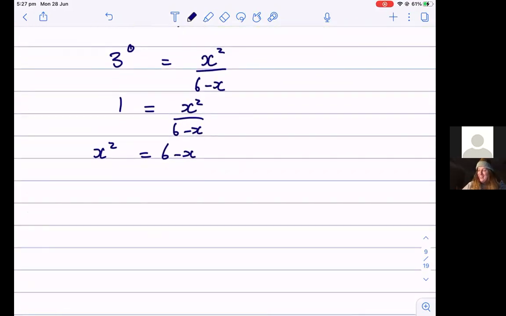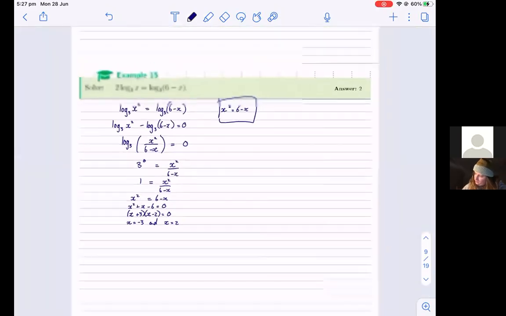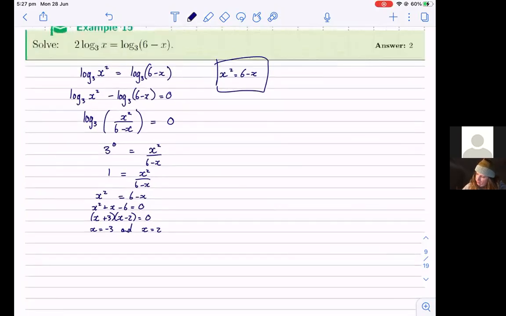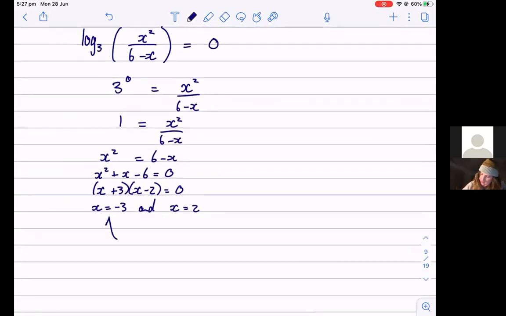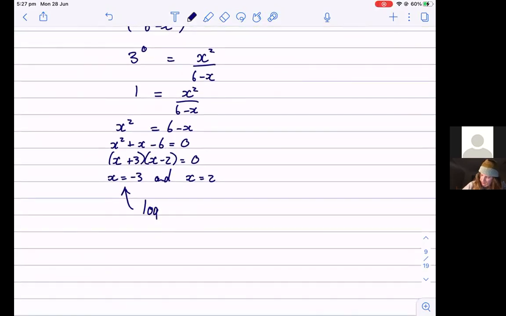Now let's get everything over to the left and solve. X squared plus x take 6 equals 0. 2 things that multiply to give negative 6, add to give positive 1. Positive 3 and negative 2. So x equals negative 3 and x equals 2. But of course, you can't take a log base 3 of a negative, because 3 to the anything can't come out as negative 3.